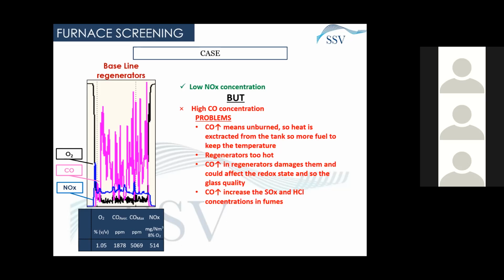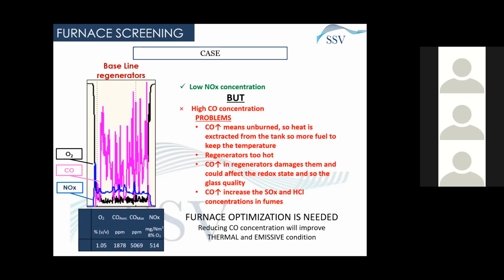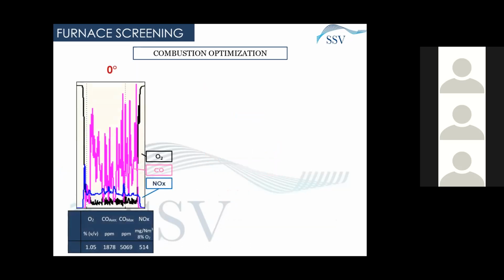There is another problem generated from that. The regenerators are too hot, and carbon monoxide could damage the refractories inside the regenerators, but at the same time could affect the quality of the glass. For example, if the glass produced is flint glass, the CO also increases the SOx and the HCl concentration in the fumes. So in this case, we proceeded with furnace optimization, doing further analyses and monitoring. This is the baseline where we have a high concentration of CO at the regenerators, and the NOx was quite low in this case, but like I said, it's important to take into account all the parameters.